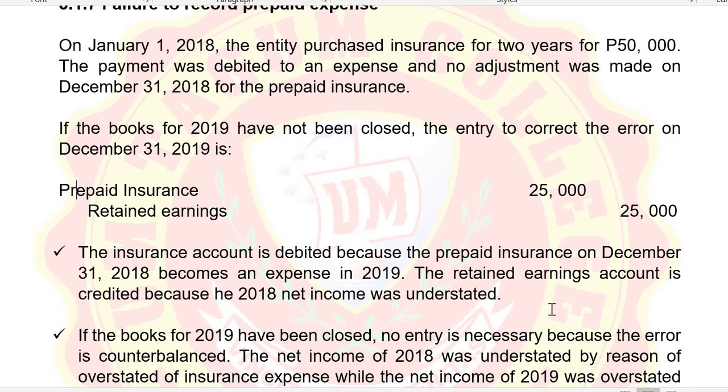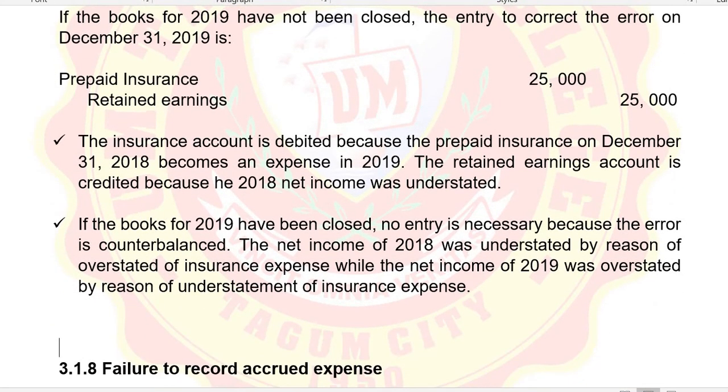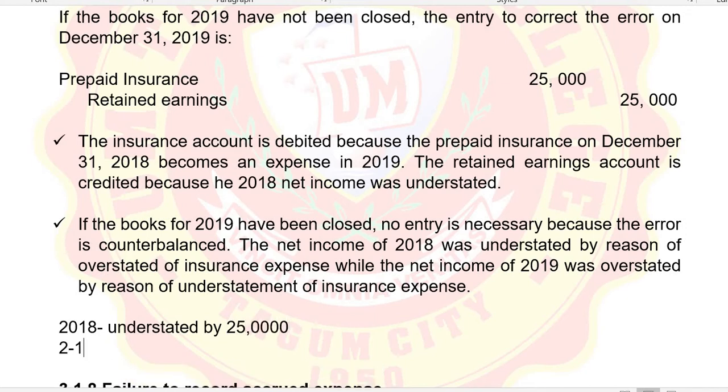So, your 2019 expense is also understated. So, in 2018, your net income is understated by 25,000. Okay, so for 2019, since you did not record any expense, your expense is understated. So, when your expense is understated, your income is overstated by 25,000. Okay? So, yes, it counterbalanced. Okay.